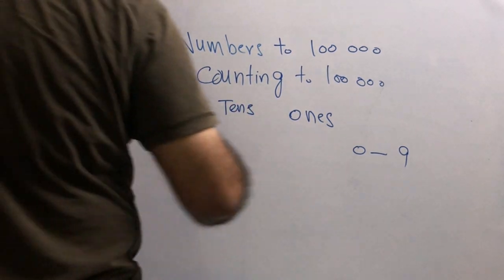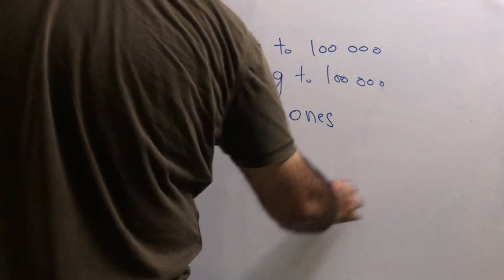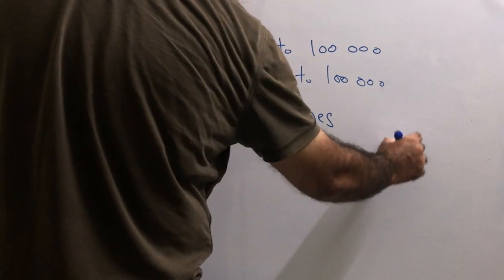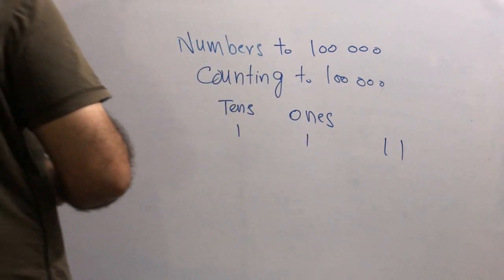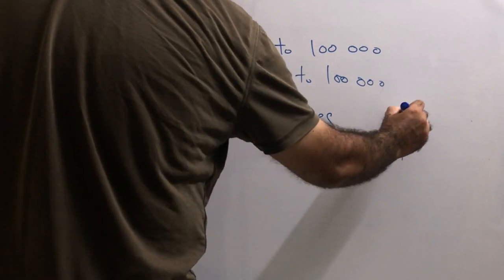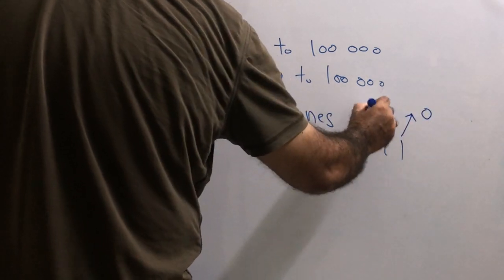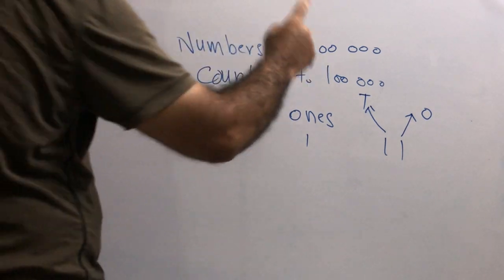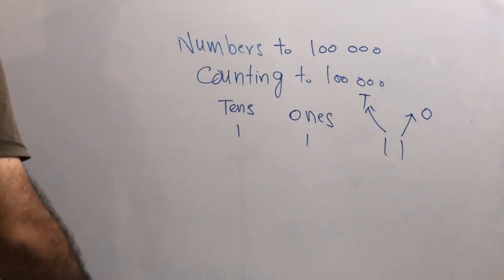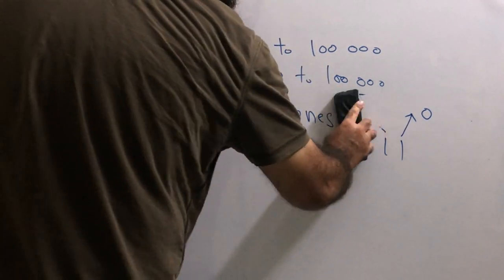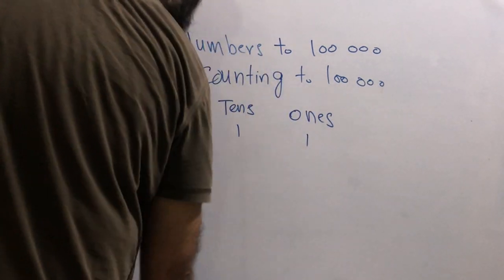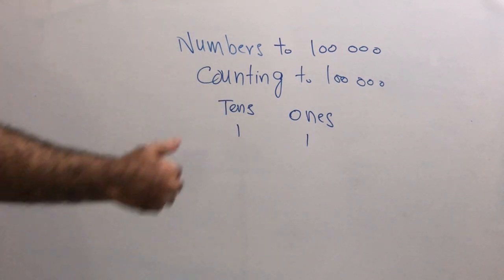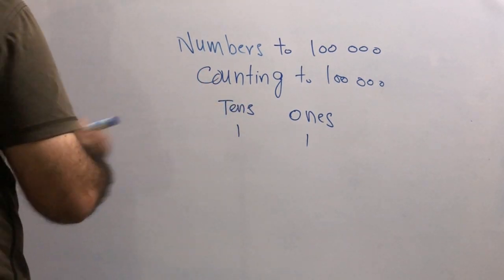Then we write tens. If there is a 1 here and a 1 here, we know it is 11. In 11, this part is called ones and this part is called tens. So 11 has 1 ten. After knowing that the right side is ones, we move to tens, then we move to hundreds.